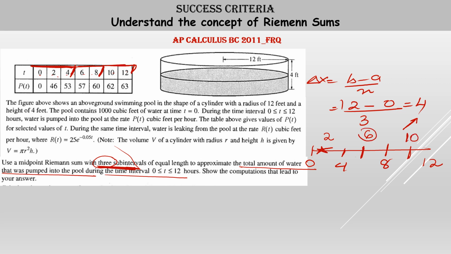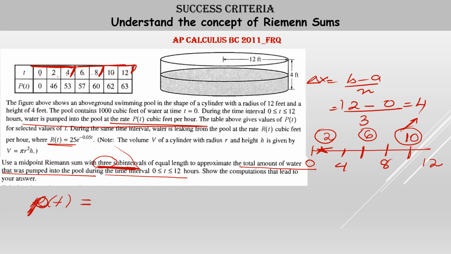So at these values of x, you have to calculate the y values to find the total amount of water pumped. How do we do it? We will find R of t because it is the total amount. Let's see what they are asking. Yes, here: water is pumped into the pool at the rate of P of t. So we have to write here only P of t.